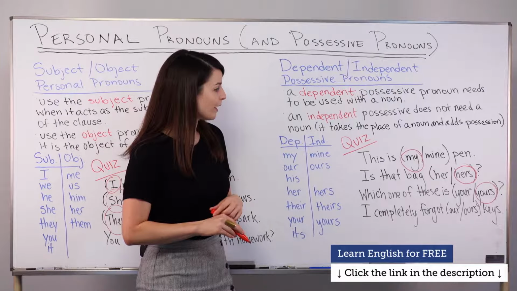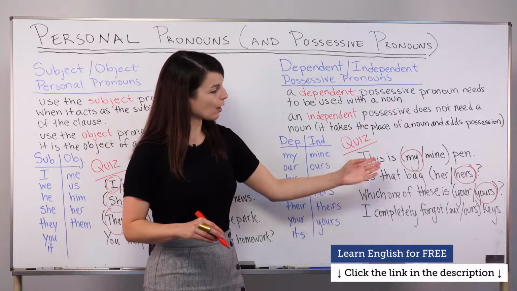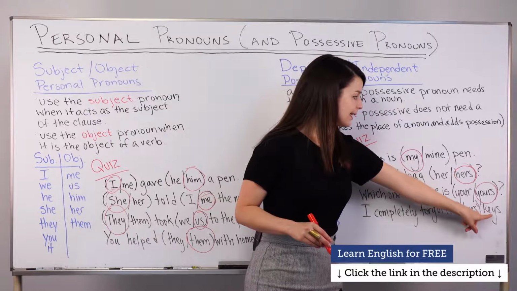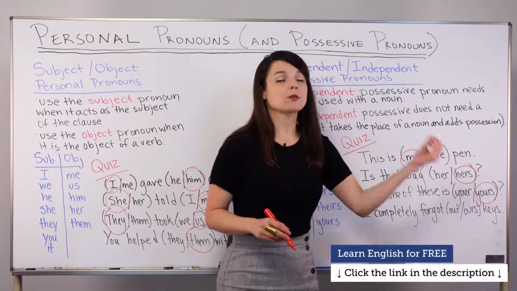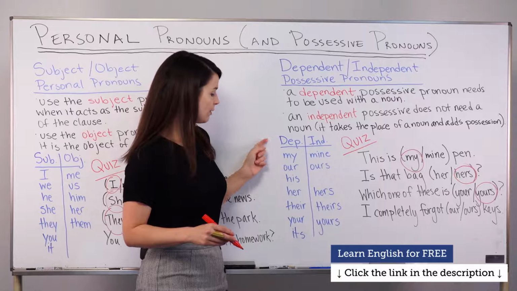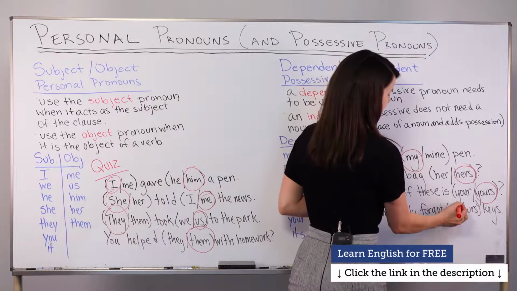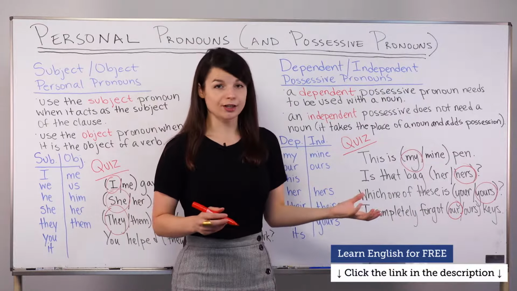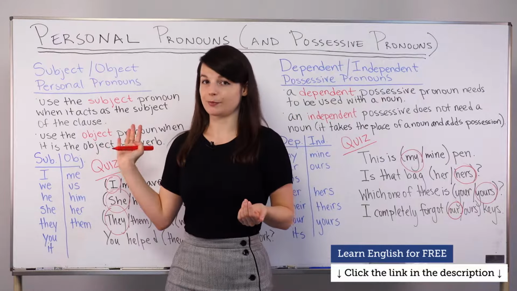Okay, one more example. I completely forgot our or ours keys. So here, my noun, keys. Keys is the noun, and our big hint, the pronoun comes before the noun. So I know it should be the dependent pronoun, which is our in this case. I completely forgot our keys here. Okay, so this is a quick introduction to possessive pronouns and to personal pronouns with subject and object.